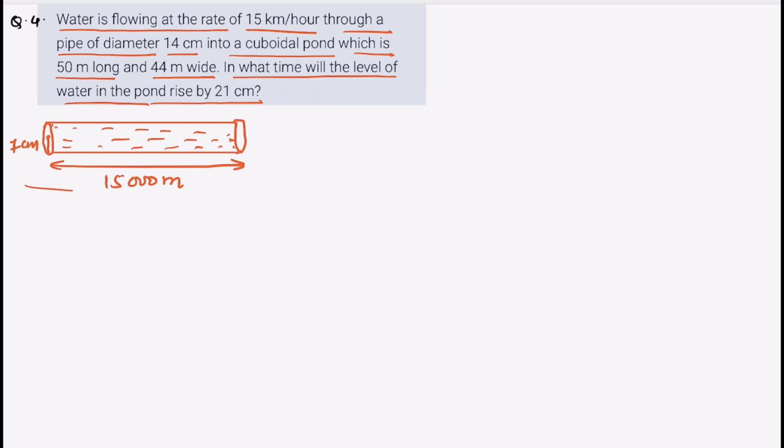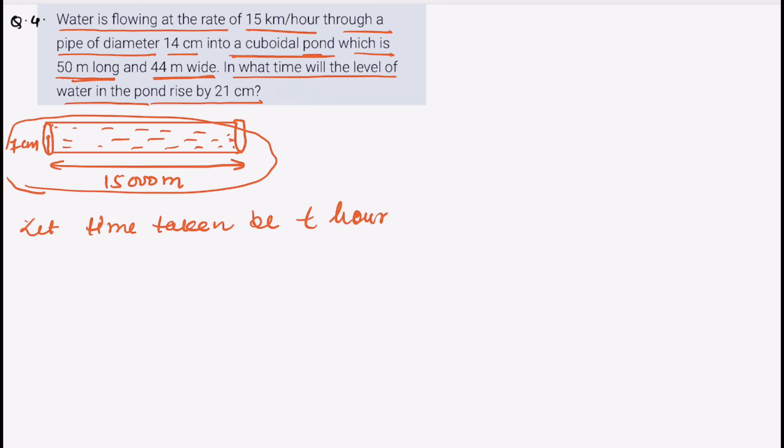So in 1 hour this much water will flow out of this pipe, that is equal to the volume of this cylinder. And what it is saying is this water is flowing into a pond that is 50 meters long, 44 meters wide, and it is asking how much time it will take so that the water in the pond rises 21 centimeters. So what we have to do is, let's say the time taken be t hours.